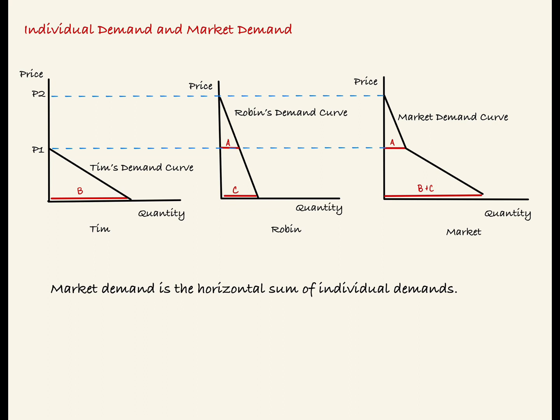Thus, if we look at the market demand curve in the right panel, we can see that the market quantity demanded at the price of 0 is B plus C, or the sum of Tim's quantity demanded and Robin's quantity demanded.